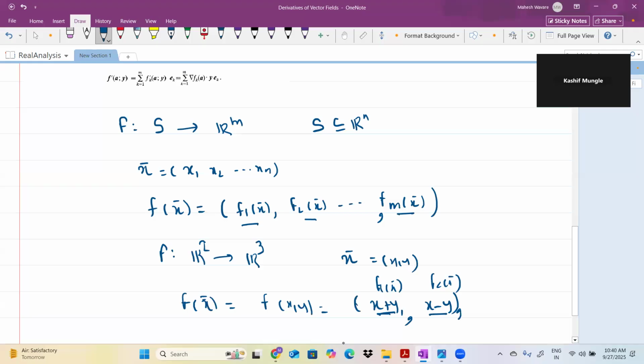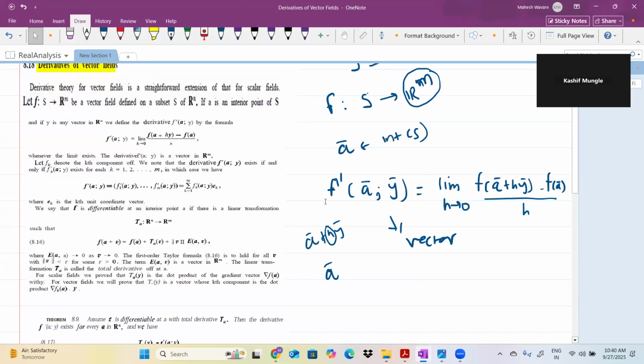So I have to define it in R3. I will take the product x y as the last term. So this is f3 of x bar. Because of these three, you must define it following the pattern of R3. That is, there will be three components for it. So this is a vector valued function.